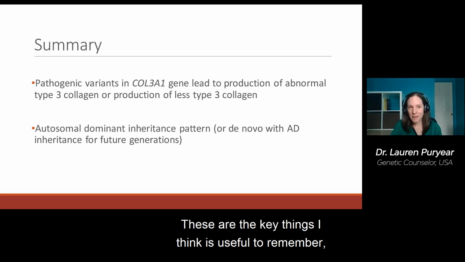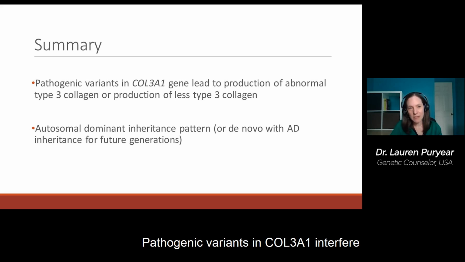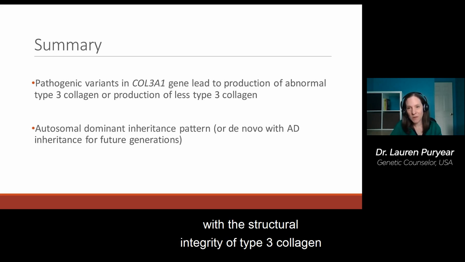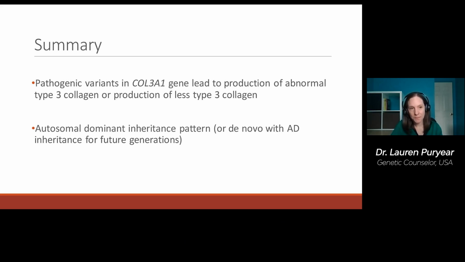These are the key things I think it's useful to remember about the genetics and molecular biology of vascular EDS. Pathogenic variants in COL3A1 interfere with the structural integrity of type 3 collagen or cause less type 3 collagen to be produced. And it's always important to remember the inheritance pattern of this condition as you work with patients, and especially as you work with families.